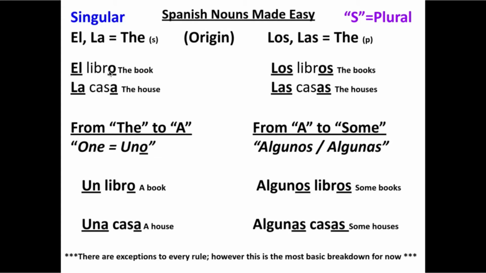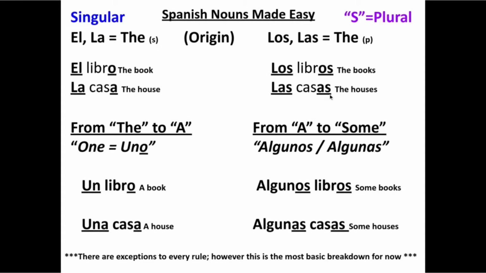Another thing to note is that if it begins with el, it's going to end in o. If it begins with la, it's going to end in a. El libro, la casa. So some words begin with el, some words begin with la, and if you look at the endings, you're going to see this relationship. Slide across to make it plural, and we're going to make it plural by adding the S, by changing el to los. Los libros, the books.